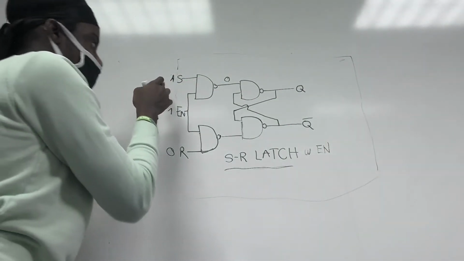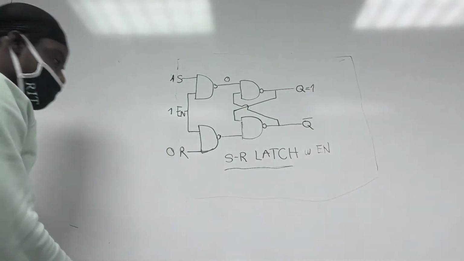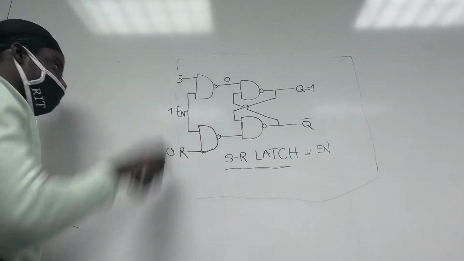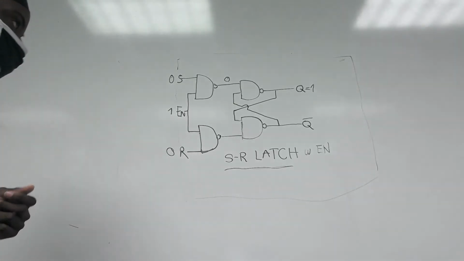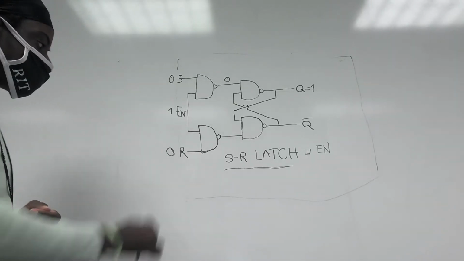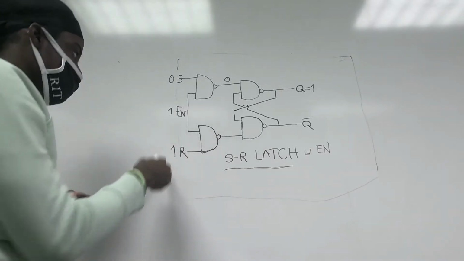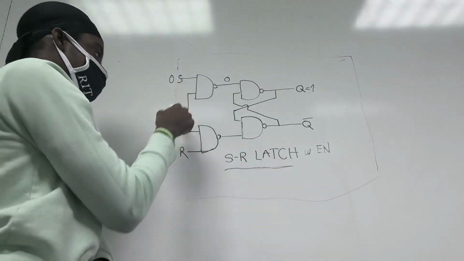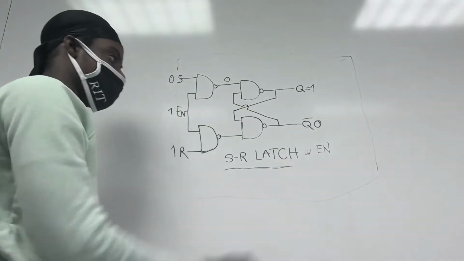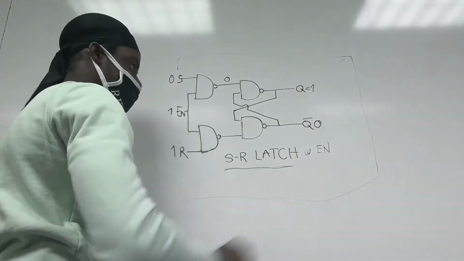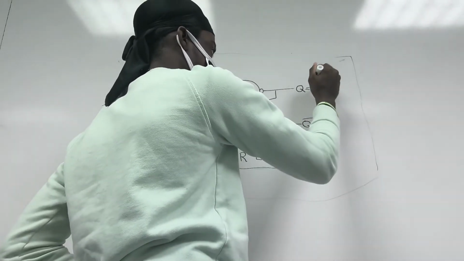So I make S 1 and then it makes Q equal 1, and then I return S back to 0. Then, if I want to reset, I put in a pulse at R, so this becomes 1. Enable allows it to go through, 1, 1, 0, and then it does the rest. 0 here.